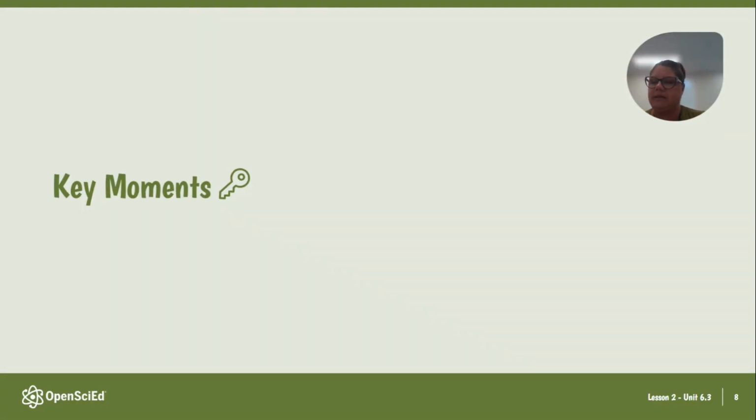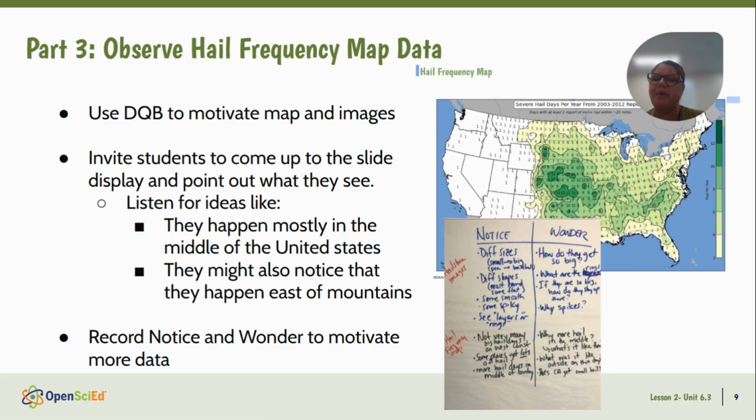So some key moments in this lesson. In part 3, right after we look at some hail pictures, you'll get to look at this hail frequency map with students. And I like to come up to Scientist Circle for this because we can gather around the map, and you can invite kids to come up and share their things that they notice and they wonder.